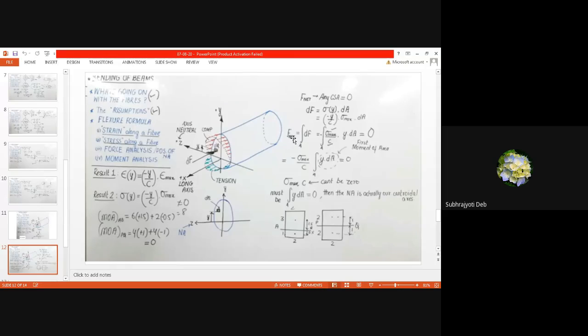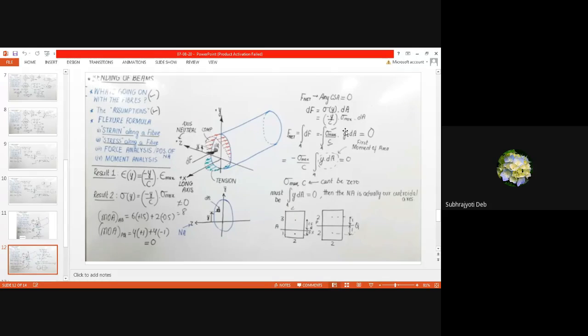Now if you wish to calculate the total force in this cross section, you have to integrate with respect to area. The integration of dF will give you the net force. So put the value of dF from this equation: integral of sigma max by c into y into dA is equal to 0, because the net force, or summation of force, is equal to 0.